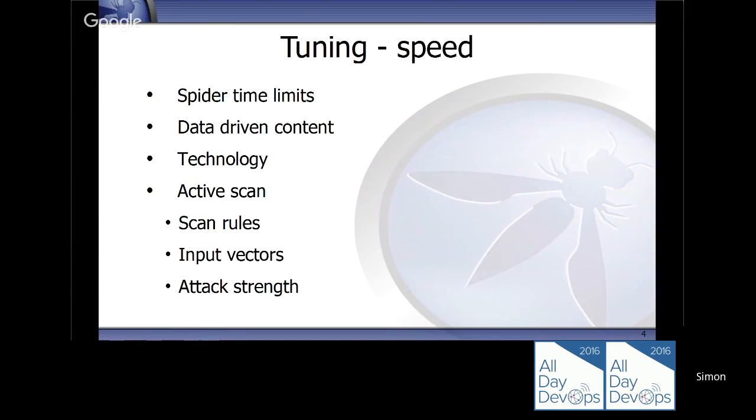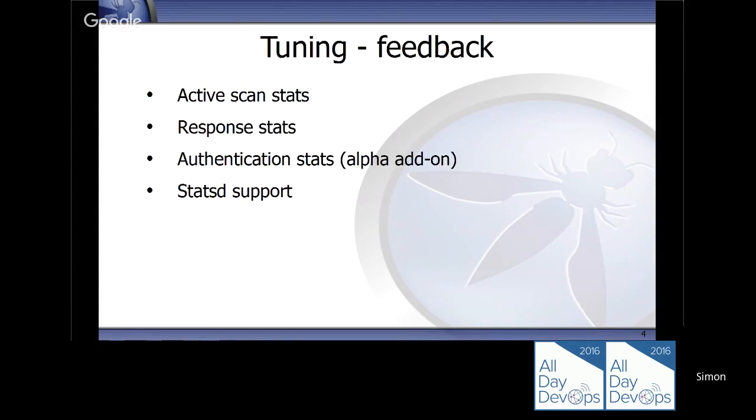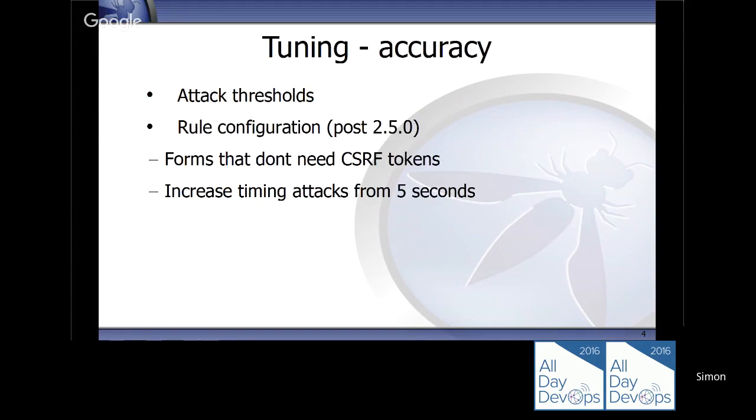Getting a bit low on time, so I'll go through these very quickly. We've got lots of options for tuning ZAP, whether it's cutting down how long the spider takes or tuning the active scan rules. And we provide a lot of feedback as well. So you can get feedback on how the scans are doing, the response statistics, and there's a new alpha add-on which will tell you exactly what's going on with authentication as well. So you can see how many of the requests have been successfully authenticated, how many have the logged in indicators and logged out indicators. So you can actually get a very good indication of how effective you are scanning when using authentication. And we do have StatsD support as well.